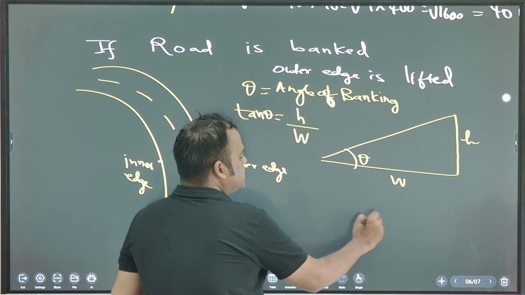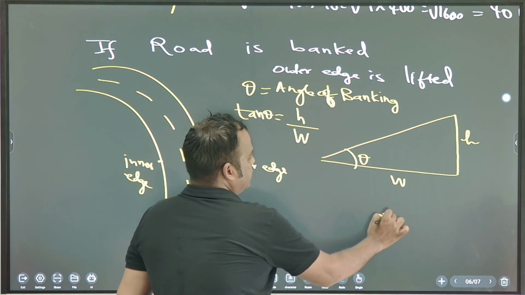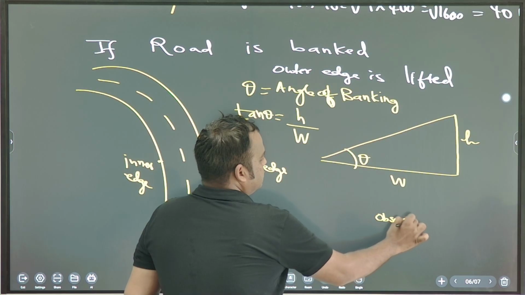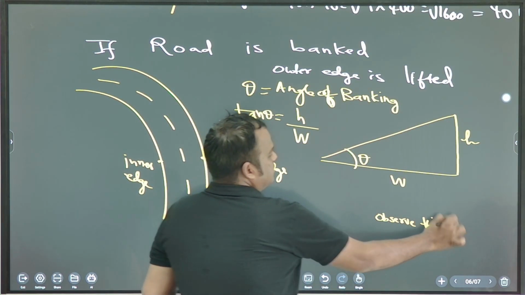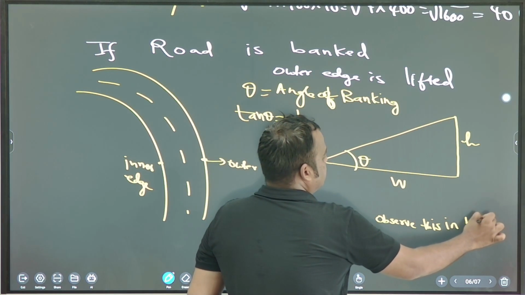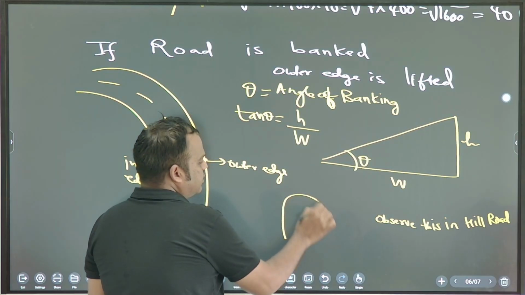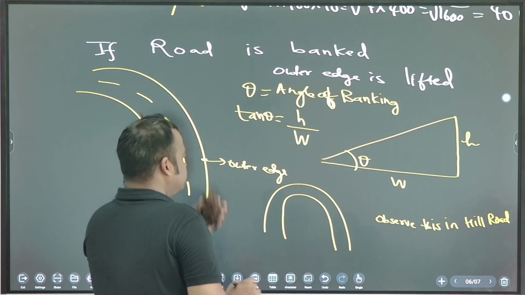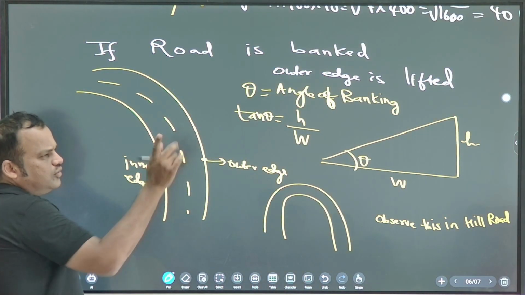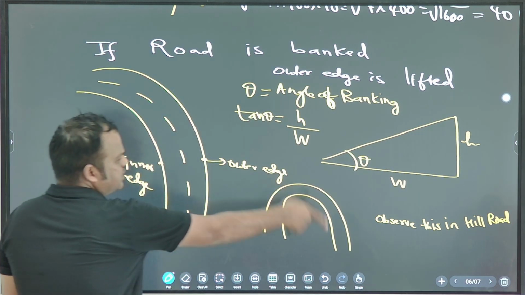So mostly you will see this in hill stations. Observe this in hill roads. When you go to a hill, there is a sharp turn, correct? Sharp turn. Do you know any hill nearby where you can see a sharp turn?